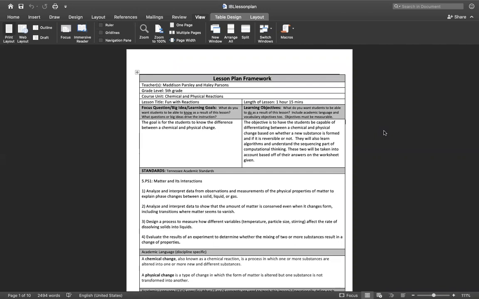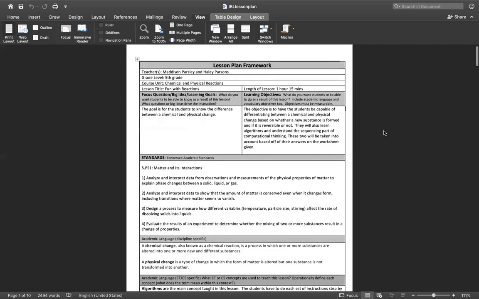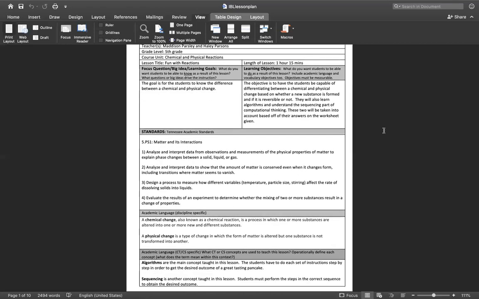So the goal is for students to know the difference between a chemical and physical change, and the objectives are for the students to differentiate between them, and they will also know what an algorithm and sequence is and be able to explain and know how they work in a real world scenario. We'll be able to take this based off their worksheet they do and the experiment we do with them. It'll tell us if they understand or not.